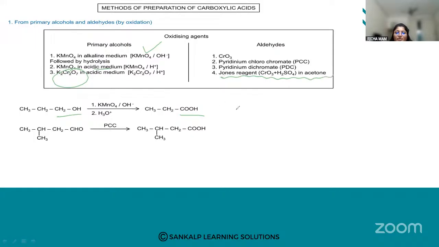So what we are doing is the conversion of the primary alcohol. I can take alkaline KMnO4, followed by acid hydrolysis. What I am going to get is the corresponding carboxylic acid.